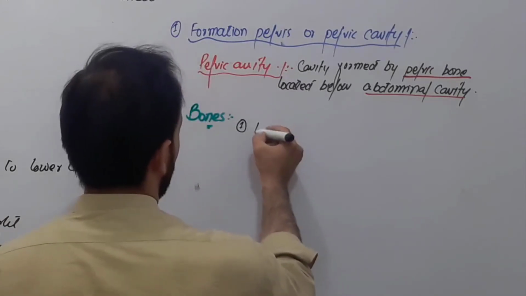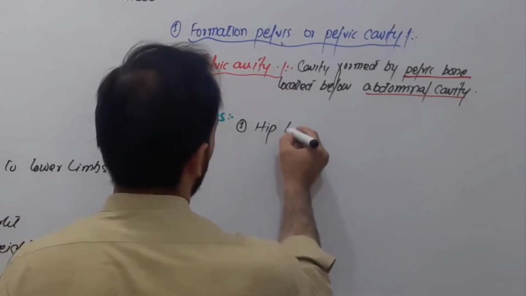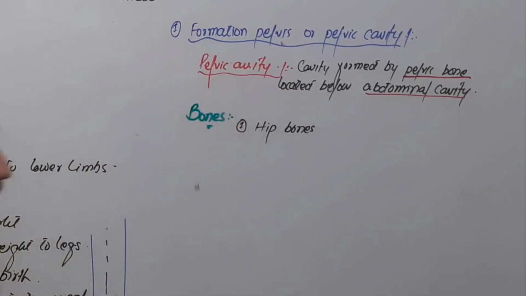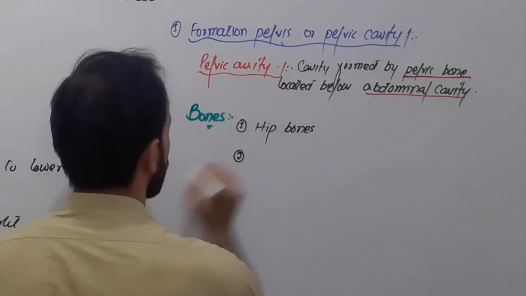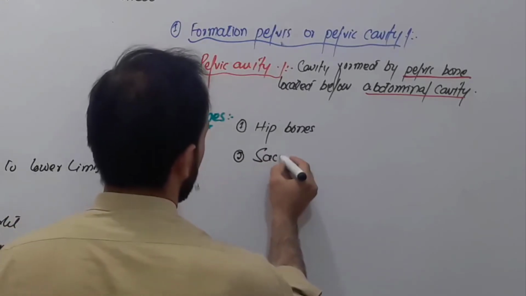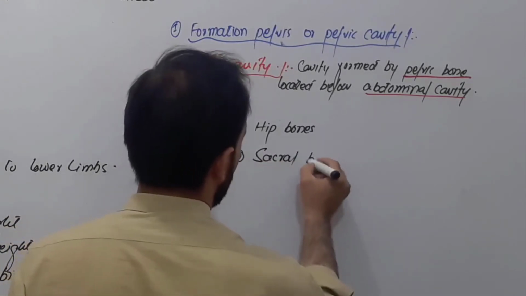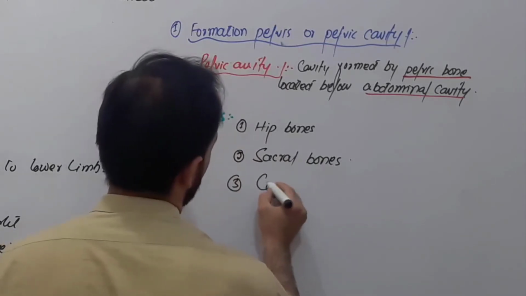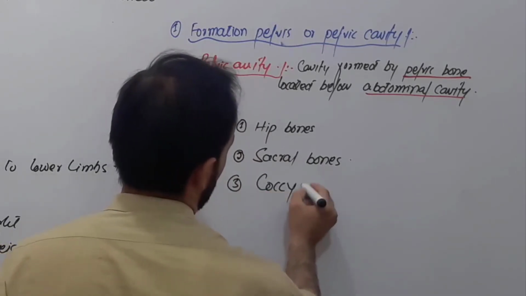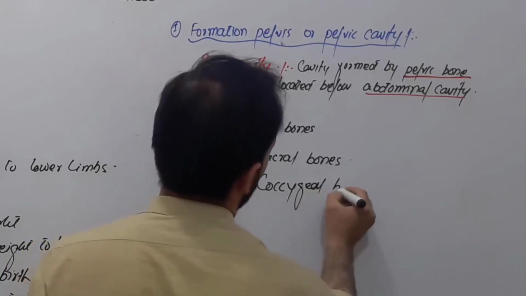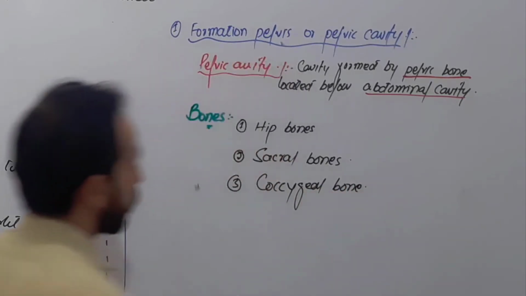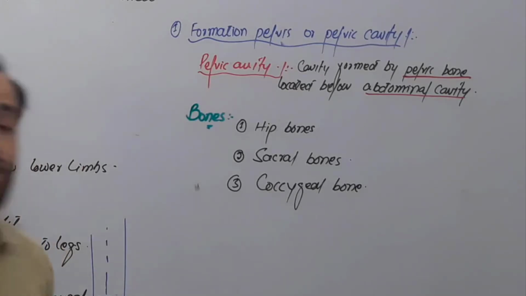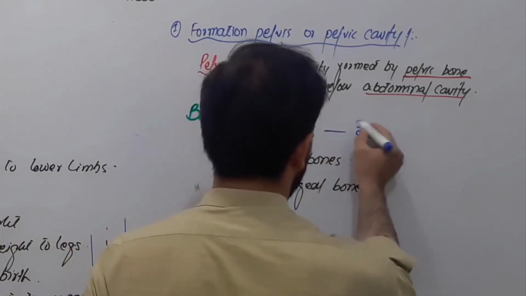So what are those bones? Those are the hip bones, right? And how many hip bones are there? I will tell you. And number two, there are the sacral vertebrae, sacral bones, right? And then there are the coccygeal bones, or we will say the coccyx bones. So how many hip bones are there? There are 2 hip bones, right? And I will show you right now.